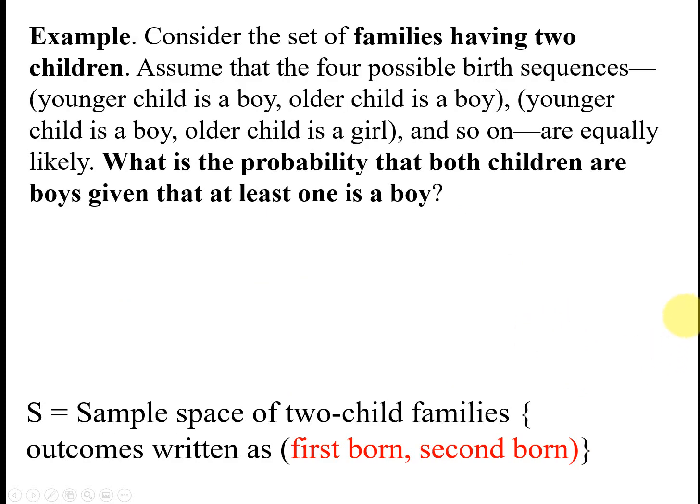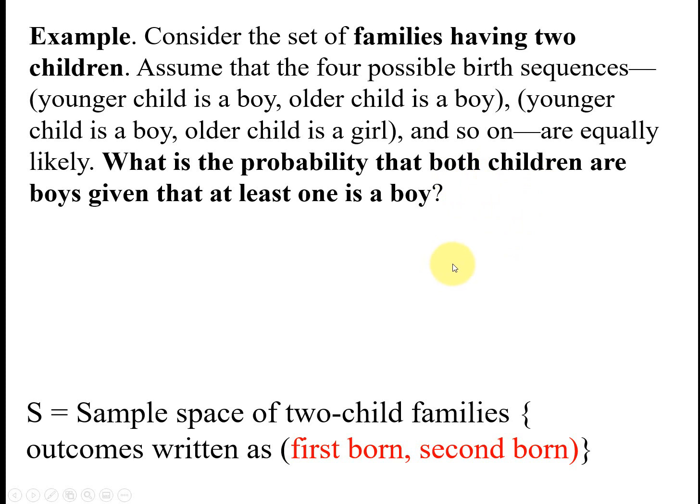Another example, consider the set of families having 2 children. Assume that there are 4 possible birth sequences: younger child is a boy, older child is a boy; younger child is a boy, older child is a girl; and so on. So boy-boy, boy-girl, girl-boy, girl-girl are the 4 samples or outcomes in the sample space.